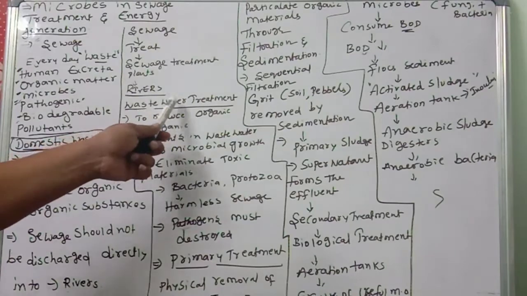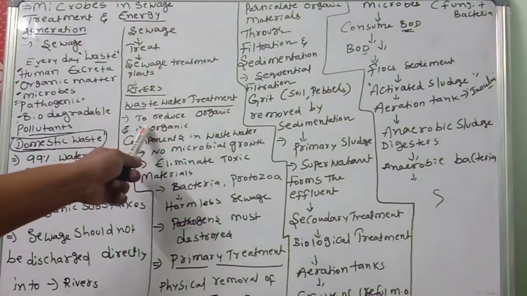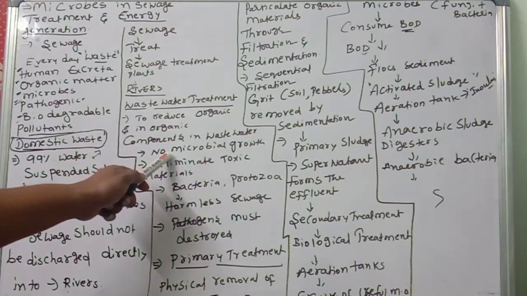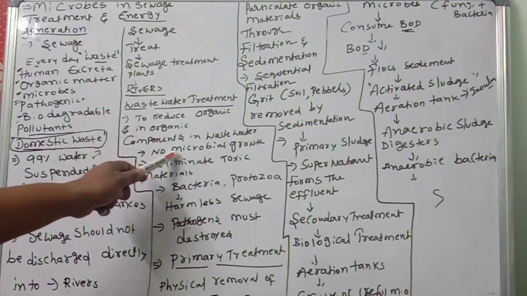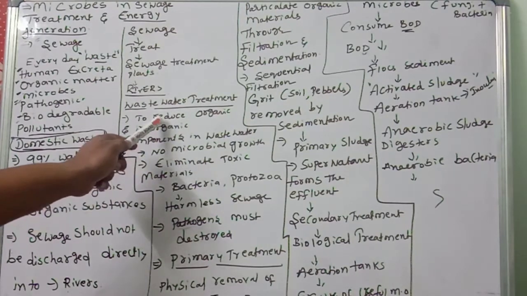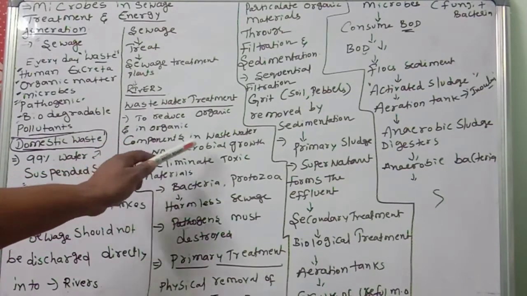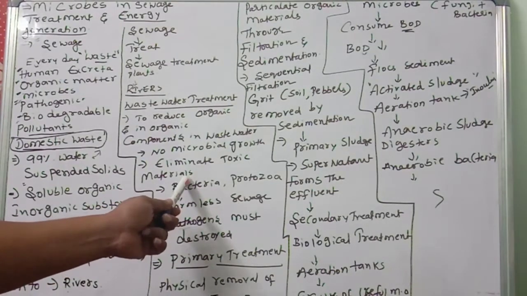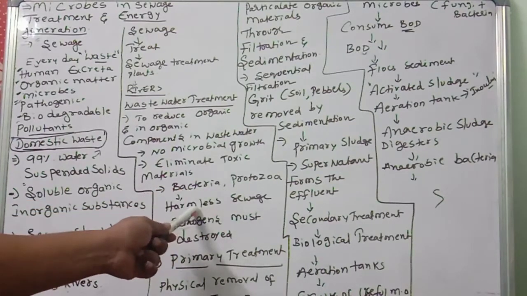How to treat this? Wastewater treatment is important, right? It reduces the organic and inorganic components in the wastewater. Why should we reduce the organic and inorganic components? Because when organic matter is not there, microbial growth will not take place. So first we have to reduce organic and inorganic components, to control microbial growth. We also have to eliminate the toxic materials, and develop useful bacteria and protozoa, which make the sewage harmless.